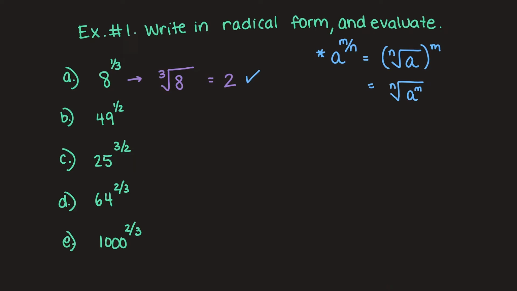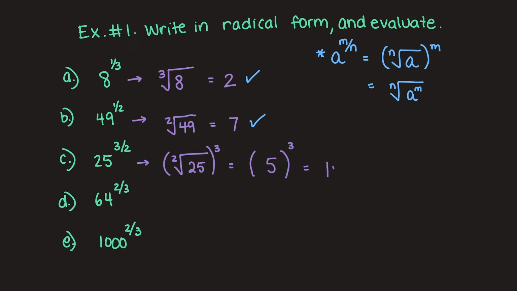We can do the same thing for the next example and write 49 to the 1/2 as a radical with an index of 2 raised to the first power. And again, since it's raised to a power of 1, it'll just be itself. And now we are just finding the square root of 49, which is 7. For 25 raised to the 3/2, we rewrite it as a radical with an index of 2 raised to the 3rd power. So the square root of 25 is 5, and then 5 cubed equals 125.